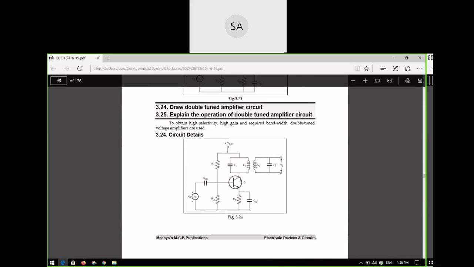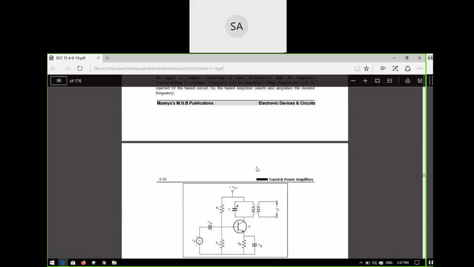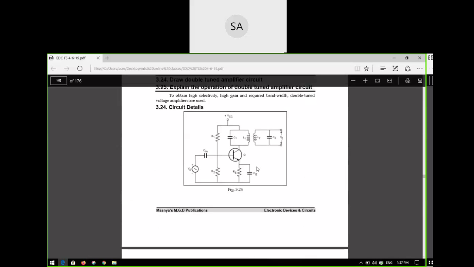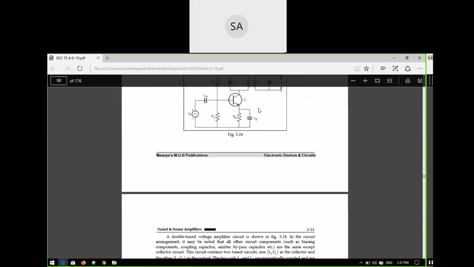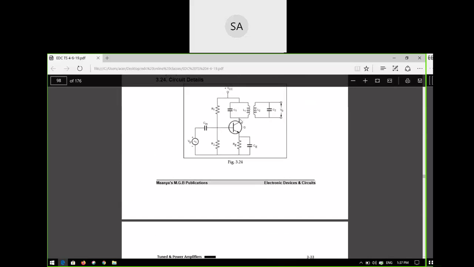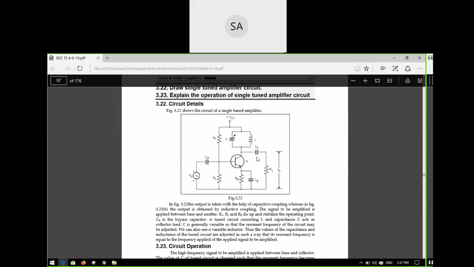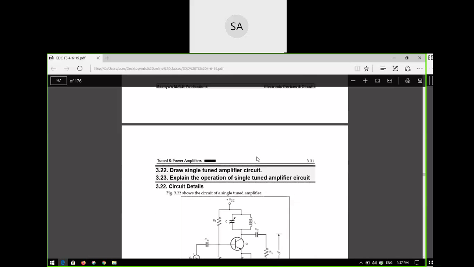So this is the operation. What is the operation? I already said, it is the same as that of your single tuned amplifier. Whatever weak signal is given to the transistor appears at the output of the collector, and it is given to the tank circuit or tuned circuit. There, only the signals which are at the resonance frequency will be amplified. All other frequencies will be rejected. So this is the concept of single tuned and double tuned power amplifier circuits.